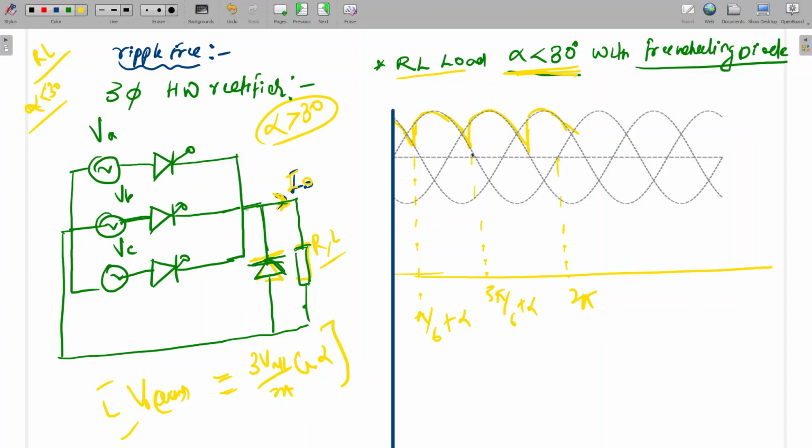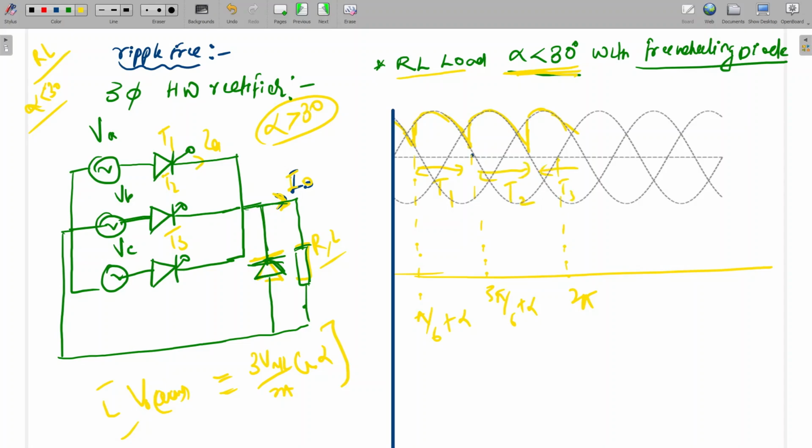Is it clear? Yes, sir. Okay, so if we see the source current, phase A current, IA, this is T1, T2, T3. Since the output current is constant, the source current will flow from here to here. T1 is conducting, again here T2 is conducting, and the remaining T3 is conducting.